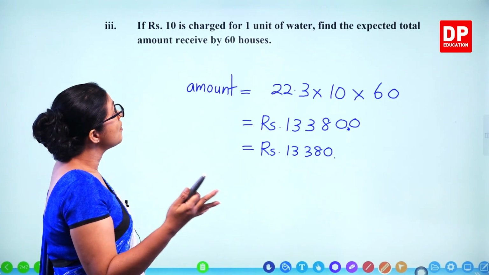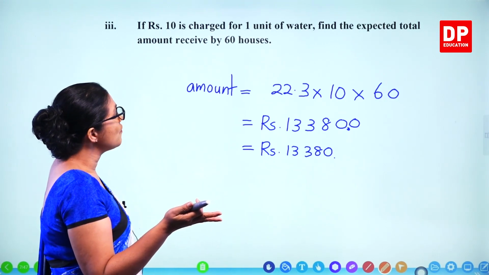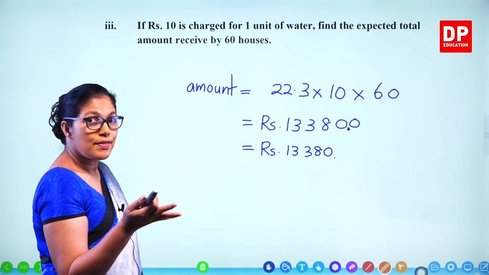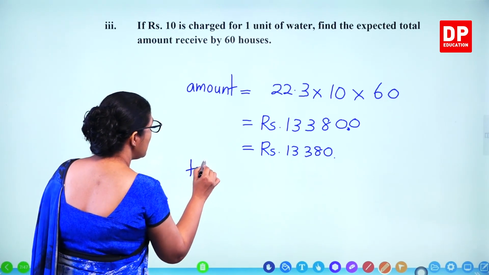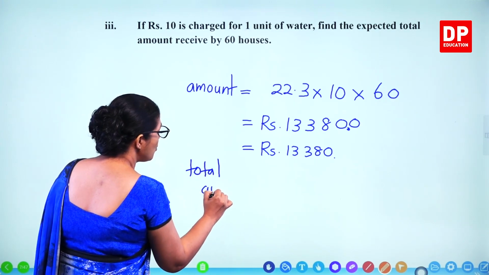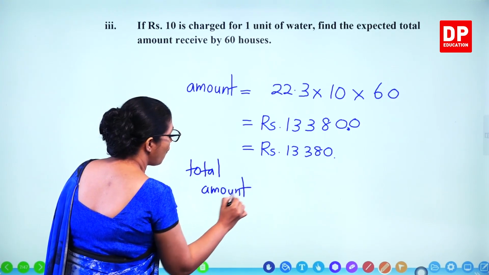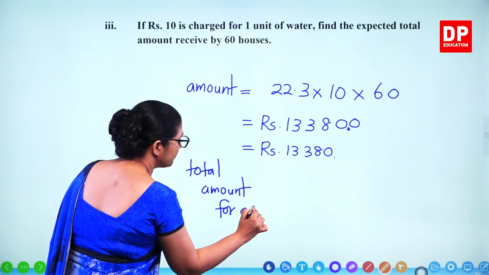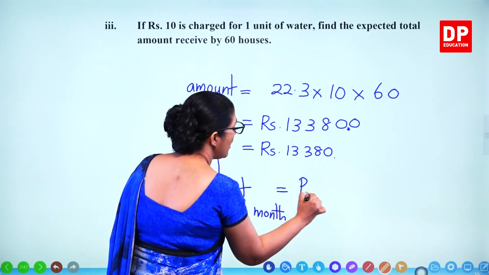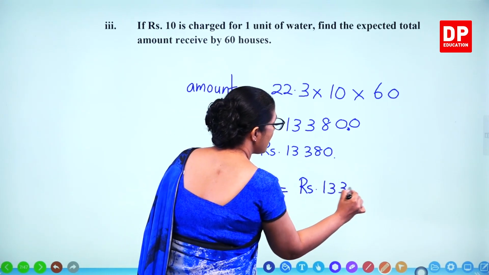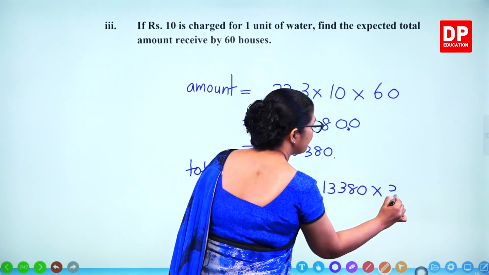So what about monthly expected value? You have to multiply by 30 because 30 days per month. So total amount for a month, you have to multiply by 30.